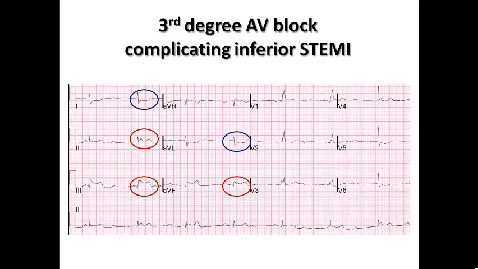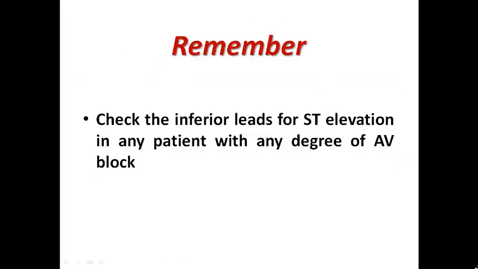So please, in any patient with complete heart block, it is important to check the inferior leads for ST elevation, in any patient with any degree of AV block, because it is a very famous reversible cause, and this patient doesn't just need a transient pacemaker, no, he would need primary PCI. And if you revascularize the right coronary artery in most of the cases, or LCX in fewer cases, this heart block would be reversible. And this is what we mentioned at the start of our lecture. Please check for reversible causes, and a very important cause to check is the inferior STEMI.